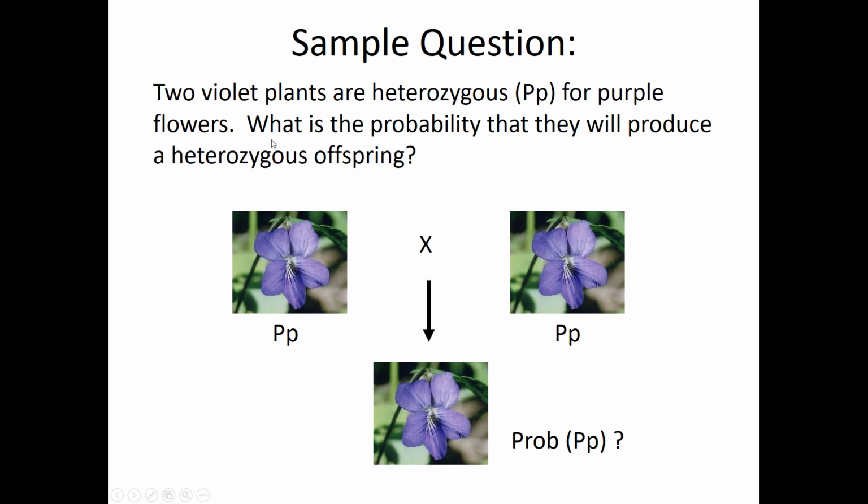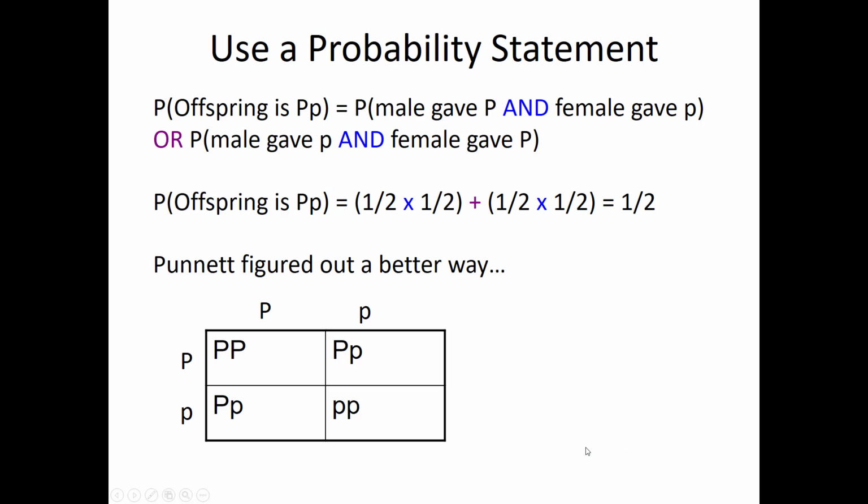So let's consider another question. Consider we have 2 violet plants that are heterozygous, big P, little p, for purple flowers. What's the probability that they will produce a heterozygous offspring? Okay, so we have big P, little p here, and big P, little p there, and that's the phenotype we get. We get a purple flower. So we want to know what's the probability of producing offspring that are also heterozygous.